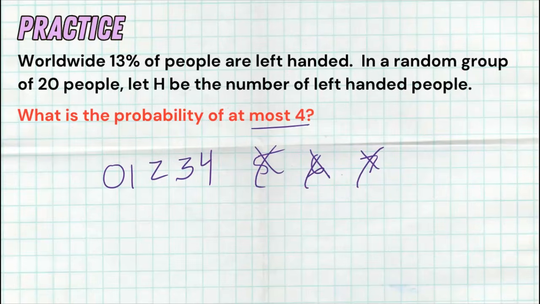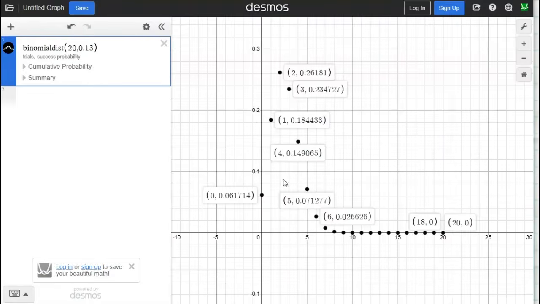So again, one thing I could do is just go to Desmos here, click on 0, 1, 2, 3, and 4, and add those probabilities together. At most 4 means 4 or less. So I'm going to add those probabilities together and I'll get my answer. But there's an even easier way.